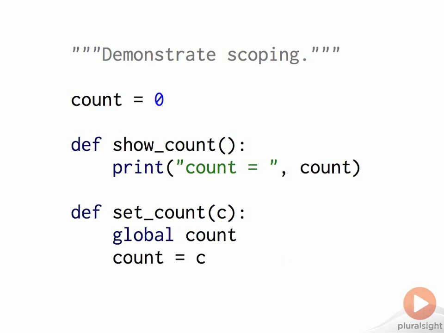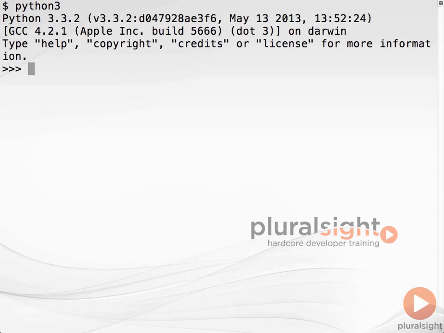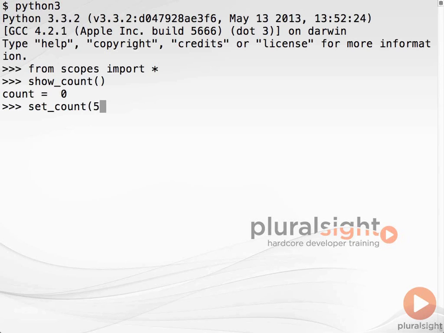To avoid this situation, we need to instruct Python to consider use of the count name in the set_count function to resolve to the count in the module namespace. We can do this by using the global keyword. Let's modify set_count to do so. Quit and restart the Python interpreter and exercise our revised module, which now demonstrates the required behavior.